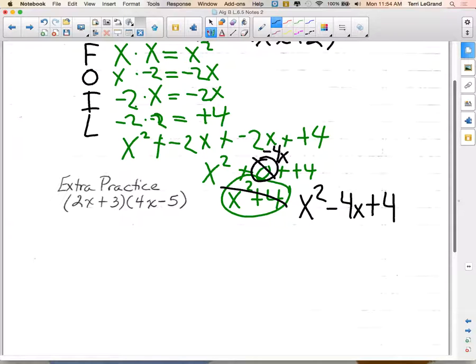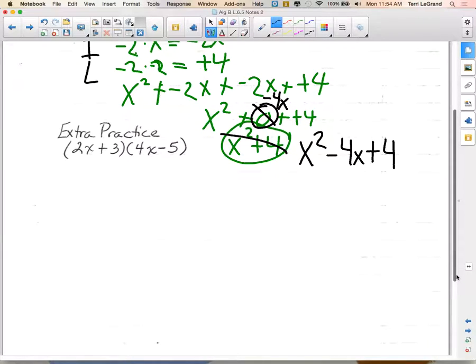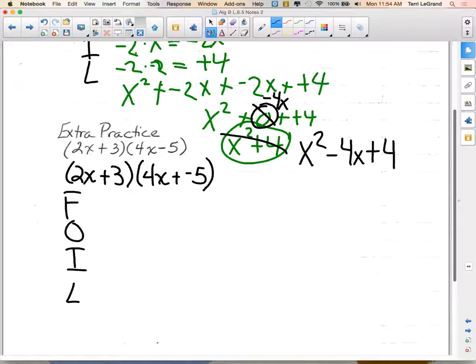You ready for the next one? Let's do it together. First of all, we're gonna rename that as 2x, does that one need to be renamed? The 2x plus 3? No. Okay. How about the 4x minus 5? Yes. Okay. F step, O step, I step, L step.